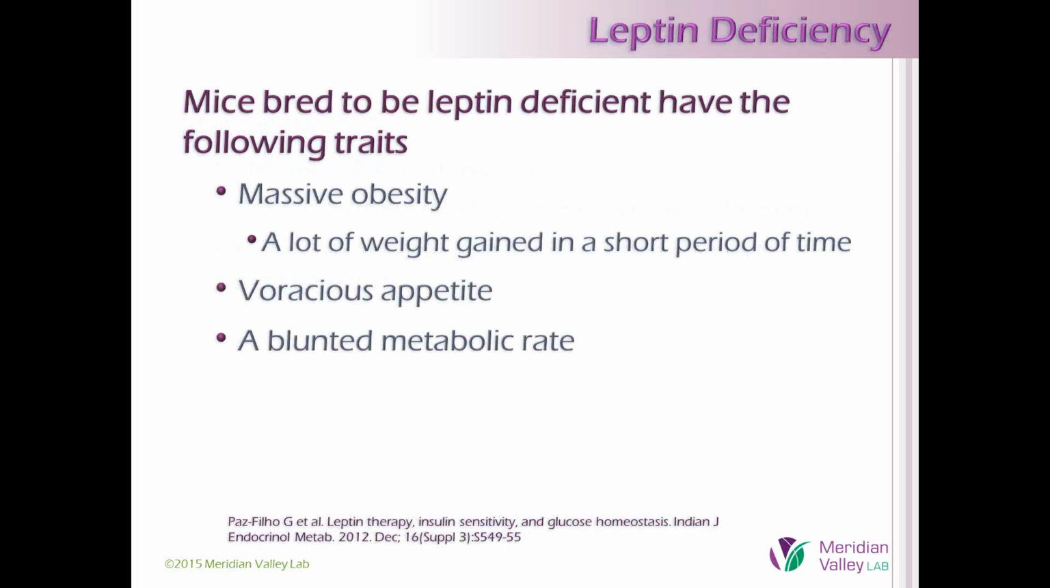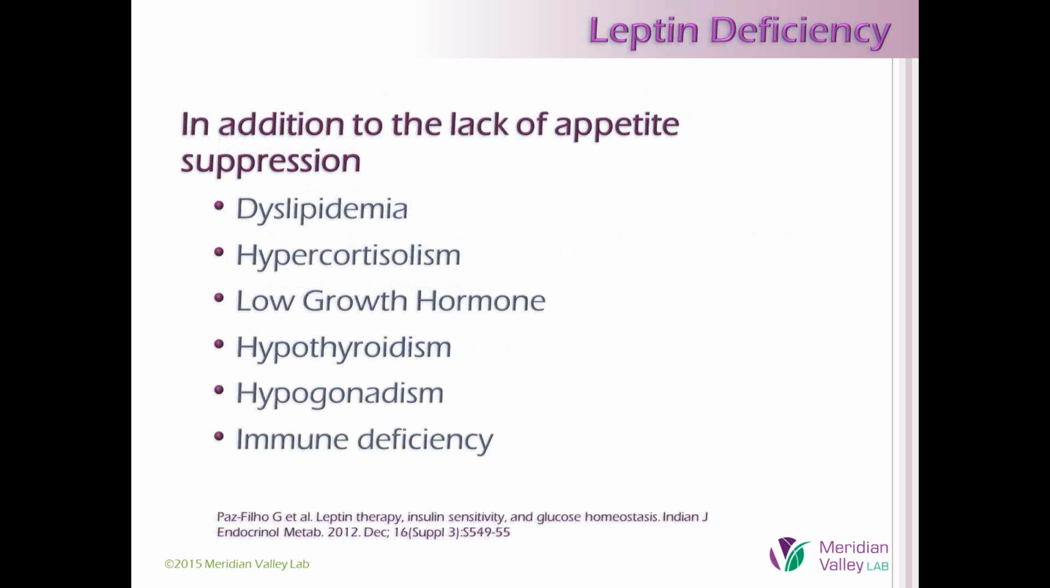If we have mice in the laboratory that are bred to be leptin deficient, we have the following disadvantageous traits. They develop obesity. They especially gain a lot of weight in a short period of time. They have a very high appetite, and hand in hand with that, a blunted metabolic rate. And then, in addition to having that very high appetite level, we have lots of consequences.